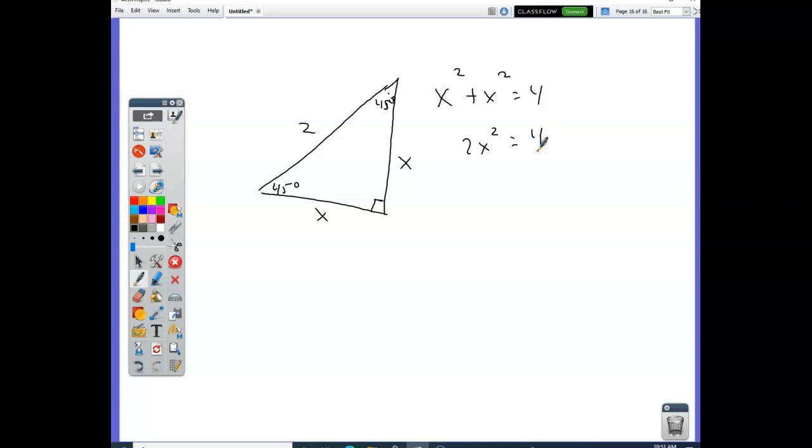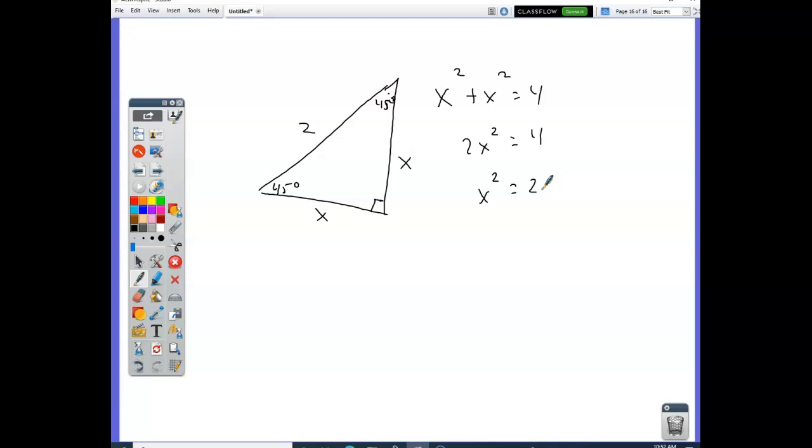Okay, so this becomes 2x squared equals 4. Solve it out for me. We divide both sides by 2, don't we? Please, please know how to do that. And then we do what?